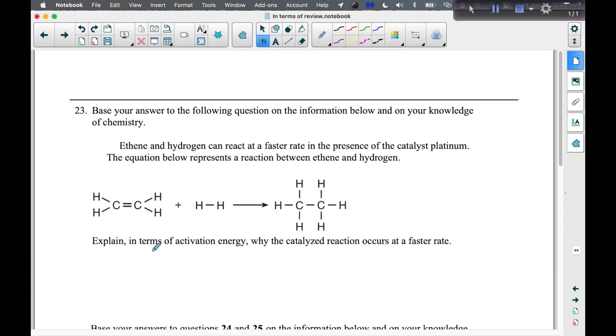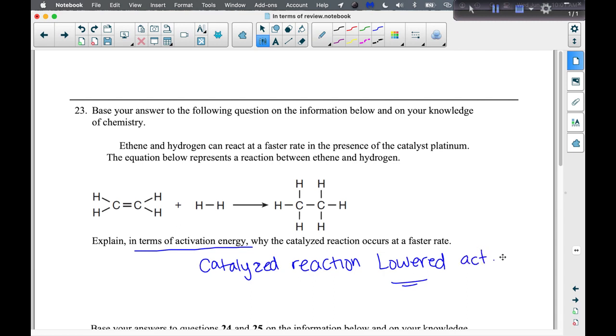In terms of activation energy, why the catalyzed reaction occurs at a faster rate, because the catalyzed reaction has a lower activation energy. Okay, the catalyzed reaction has a lowered activation energy.